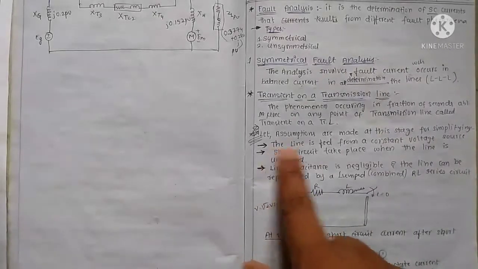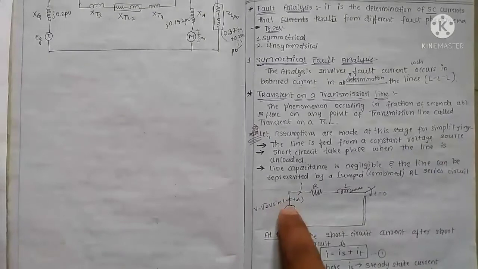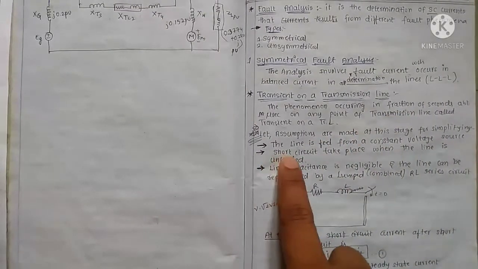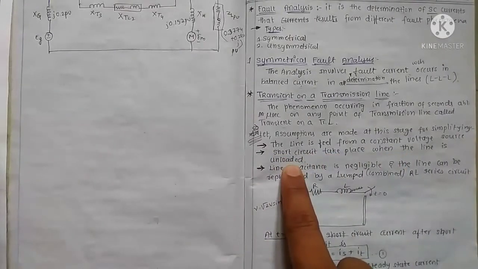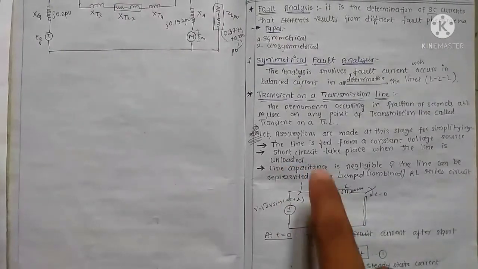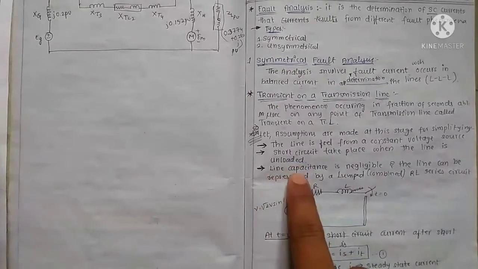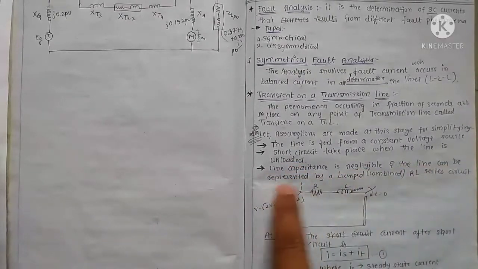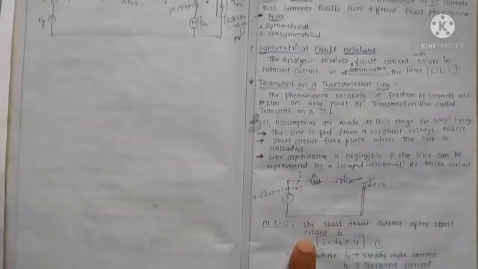Just go through this. The line is fed from a constant voltage source. That is, there is no variation in the voltage. Short circuit takes place when the line is unloaded. Keep in mind that the line is unloaded. We are dealing with this derivation on the condition of an unloaded system. The line capacitance is negligible, and the line can be represented by a lumped RLC series network as shown.